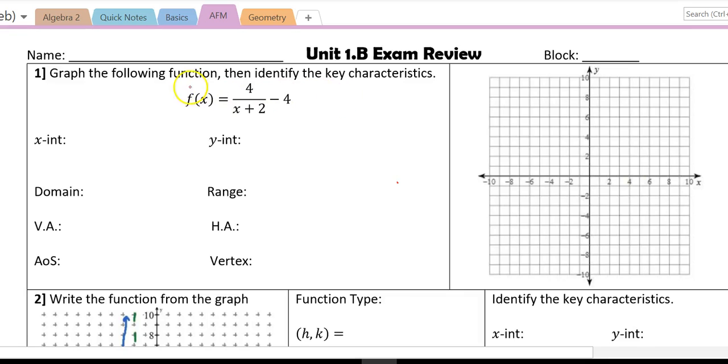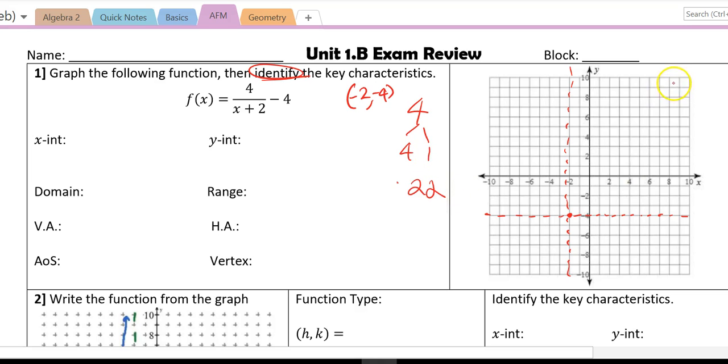Alright, so we're going to graph the following function and then identify the key characteristics. So our hk on this is going to be -2, -4. So -2, -4, plot that. Do horizontal and vertical asymptotes through that coordinate point. And then that 4, break it up, it becomes 4 and 1, and then 2 and 2.